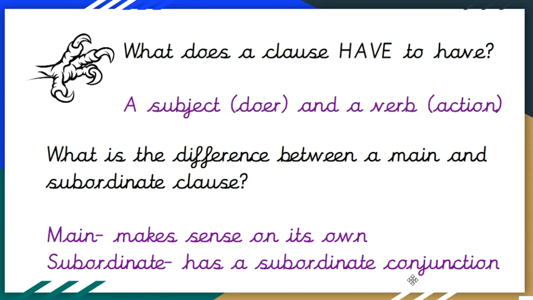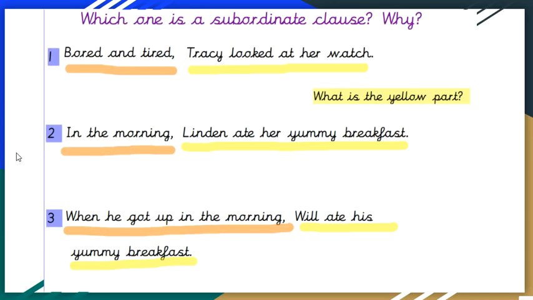has a subordinate conjunction. So have a little look at some of these examples. Which one is a subordinate clause and why? The first one is, bored and tired, Tracy looked at her watch. Which part of this sentence is the main clause and why? See if you can pause the video and think about that for these 3.